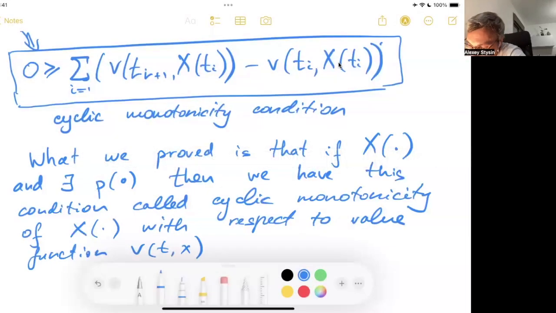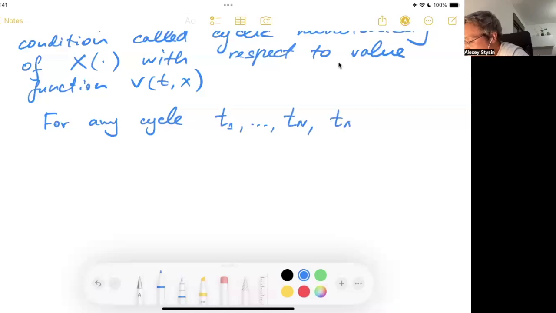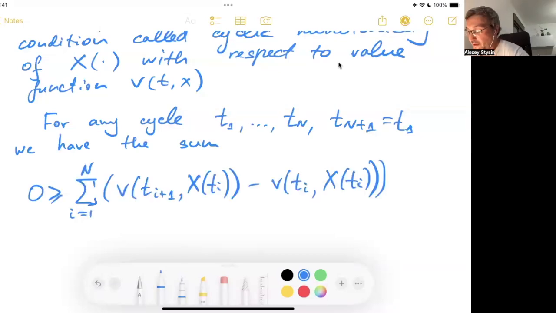So let's take a look at what exactly the cyclic monotonicity condition says. This says that for any cycle starting at any T1 and going all the way to Tn, and then from Tn plus 1 cycling back to T1, we have the sum of those differences less than or equal to 0. This is if the mechanism is rationalizable, then we have this.